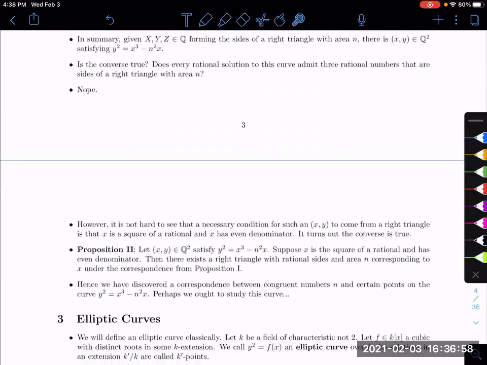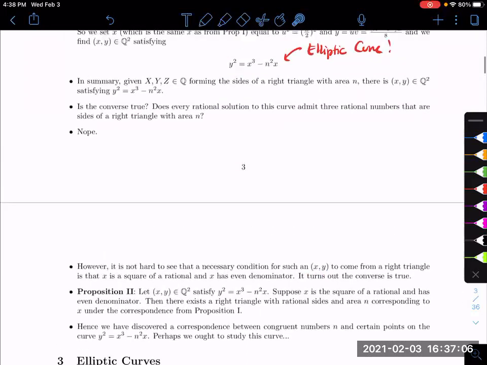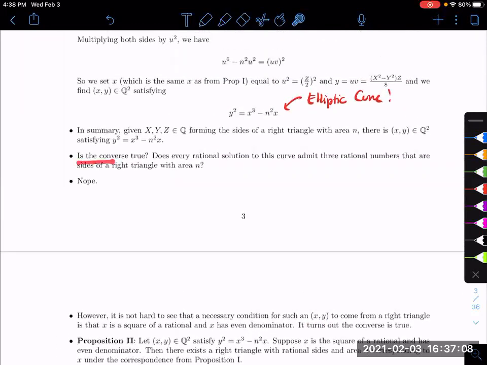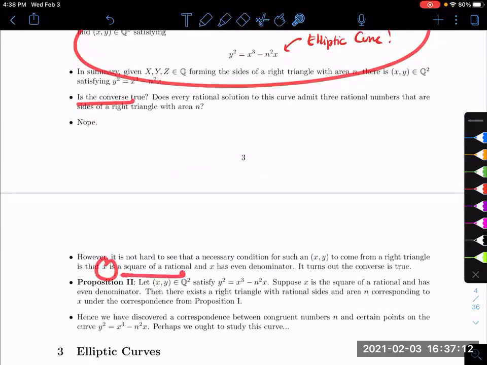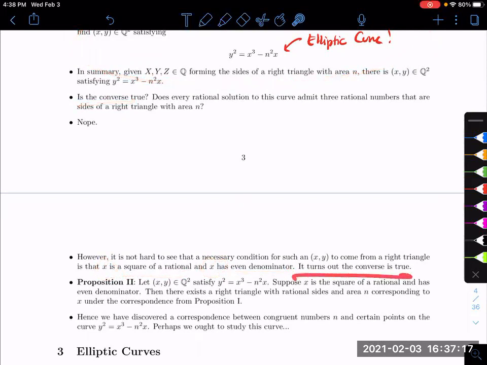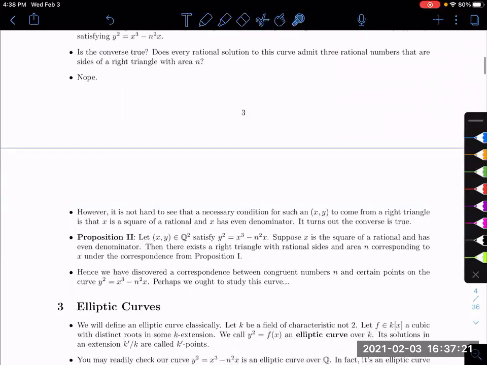You can show, again, it's not very hard at all, a necessary condition for such a solution to come from a right triangle, so to reverse the correspondence that we came up with up here, is that x is the square of a rational and that x has an even denominator. And it turns out the converse is true. Okay, so that leads us to the following proposition.